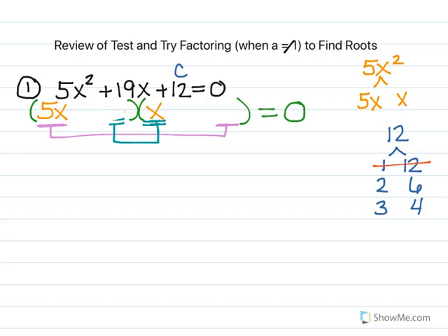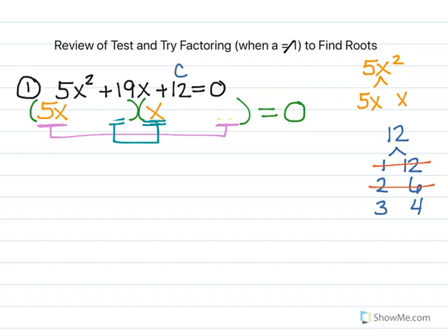So the next one I'm going to try is 2 and 6. So if I decide to put the 6 here, right, 5 times 6 gives me 30, and the 2, I can't use 30 and 2 to get 19, so it's not going to work that direction. If I move the 6 over here and put the 2 here, the 5x and the 2 will multiply to give me 10x, and 6 times x is 6x, but the 10x and the 6x will not add up to 19x either. So that's going to eliminate 2 and 6. So it has to be 3 and 4.